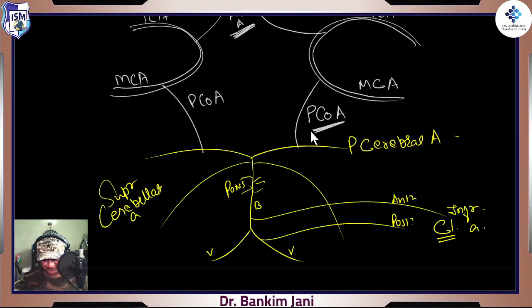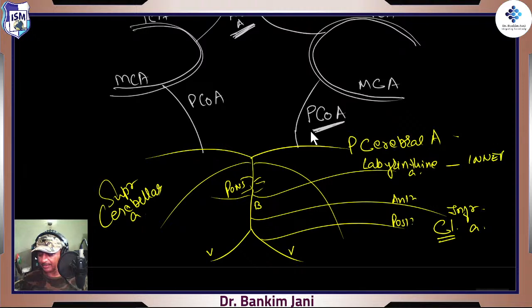But well, and finally this one, that would be the labyrinthine, right? The name is good, so that's why. So labyrinthine artery, and that is for inner ear. Done. This is circle of Willis.